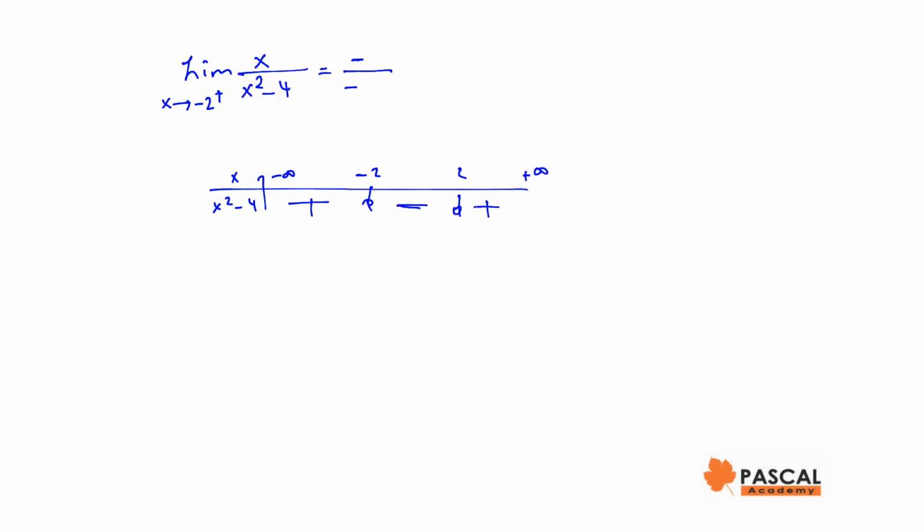Therefore, when x approaches negative 2 from right side, the denominator is negative and is getting close to 0. The numerator is a number, the denominator is approaching 0, the fraction is infinity, and it is positive simply because numerator and denominator both are negative as x approaches negative 2 from the right side.